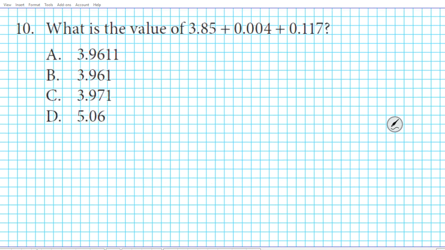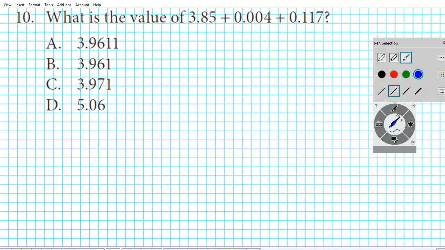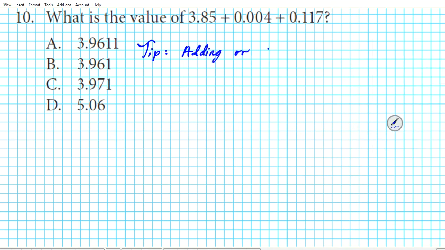Okay, let's take a look at question number 10, the last in this review series. It says, what is the value of 3.85 plus 0.004 plus 0.117? Okay, so one tip you want to keep in mind when adding decimals is very similar to what we talked about earlier. Let's go ahead and write this down. So tip for adding and also for subtracting decimals.